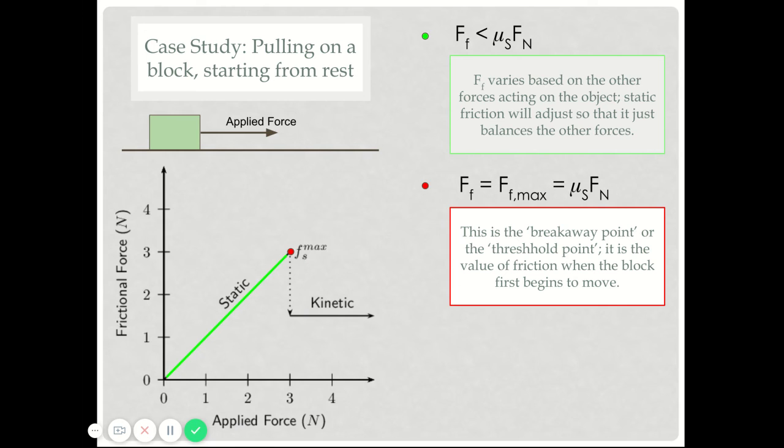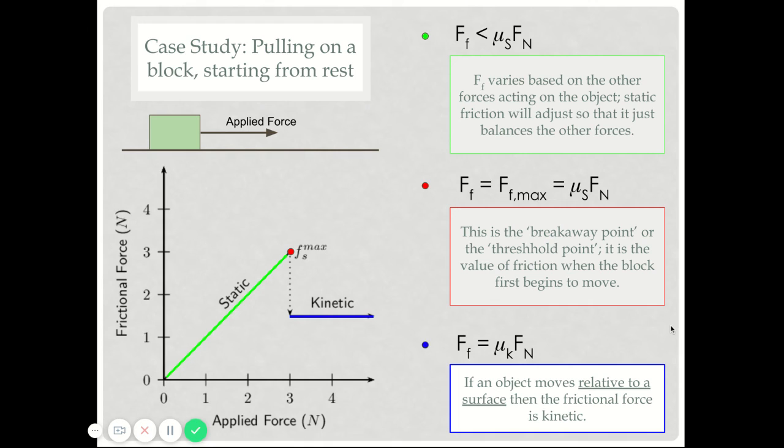And then after it begins to move, and at any point when an object has motion relative to whatever surface it's touching, there's going to be kinetic friction only. You can never have both kinetic and static at the same time. Either the object is sliding on the surface or it's not sliding on the surface. And if it's at the point when it's about to slide or it's just beginning to slide, that's when it's in this situation here.